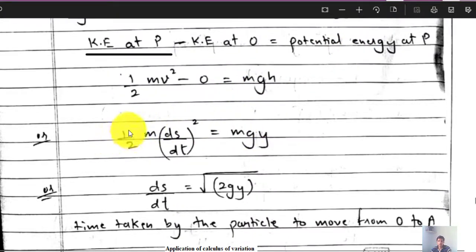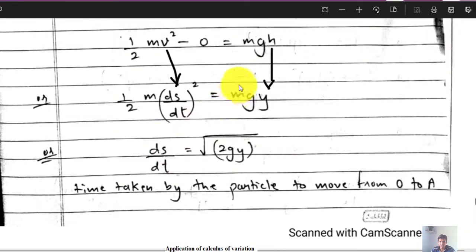Or this equation I can write as 1 by 2 m times (ds by dt) square, where velocity v is displacement with respect to time, equal to mgh. H is the height, that is y. So m gets cancelled, and ds by dt is equal to the square root of 2gy.